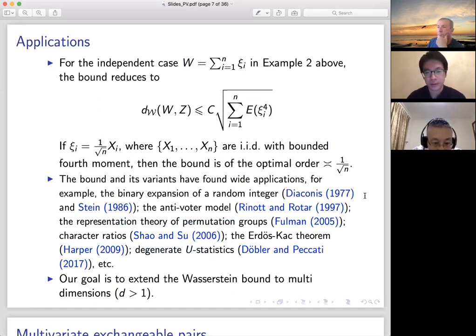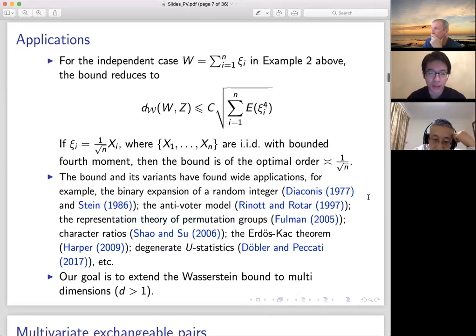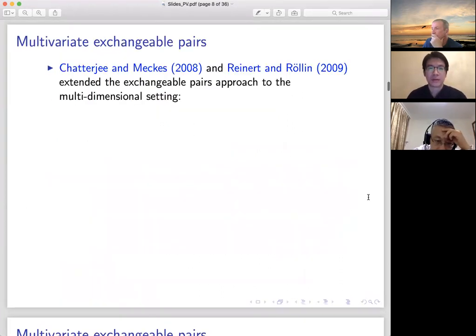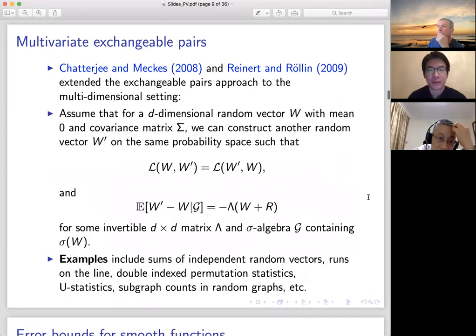So our goal in this project is to extend the general Wasserstein bound to multi-dimensions, when the dimension d is larger than 1. And hopefully our general result can be useful in as many applications. Okay, so actually this setting of exchangeable pairs has already been extended to the multi-dimensional setting by Chatterjee and Meckes, and Reinert and Röllin. So it's very natural.